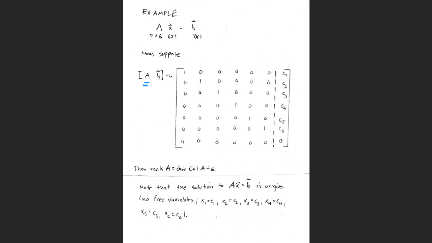7 by 6 matrix, 7 rows, 6 columns. And then you have the vector B here on the right with just some constants. Okay, and this is a consistent system. Here, the dimension of the column space of A equals 6, and you have a solution. No free variables, and you have a unique solution.